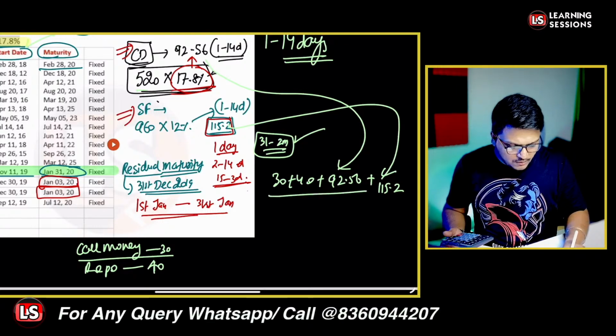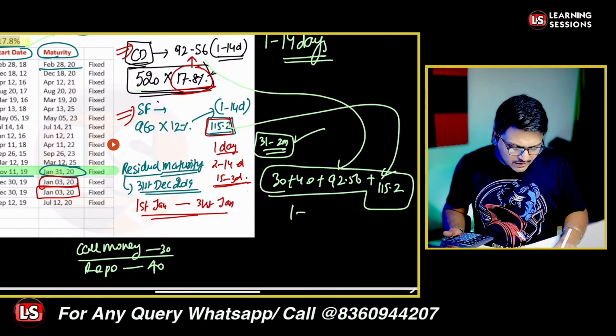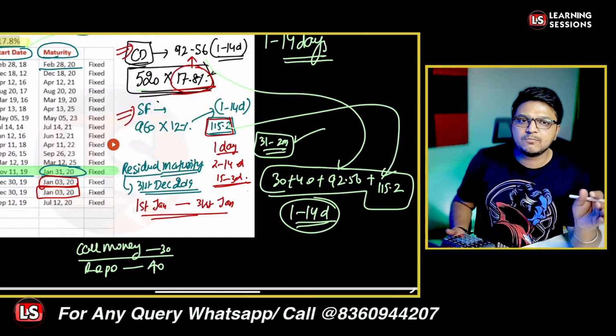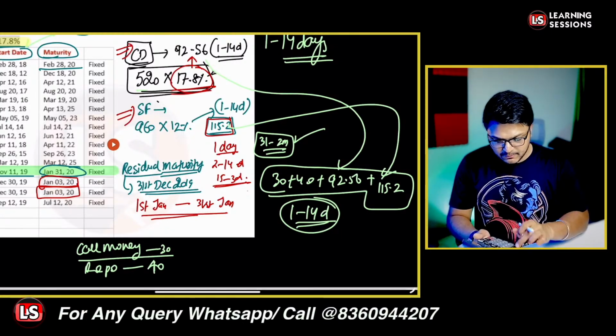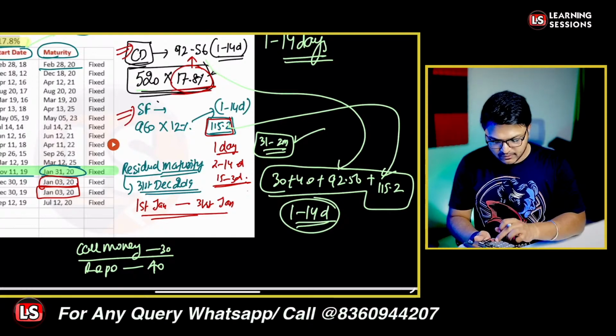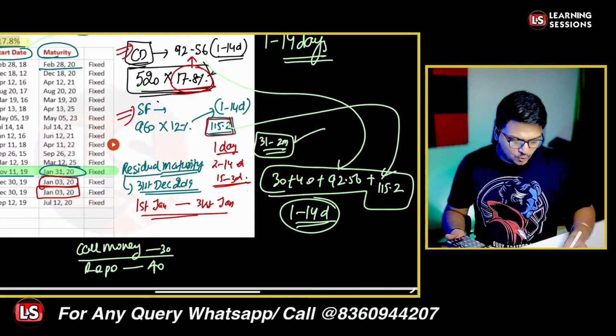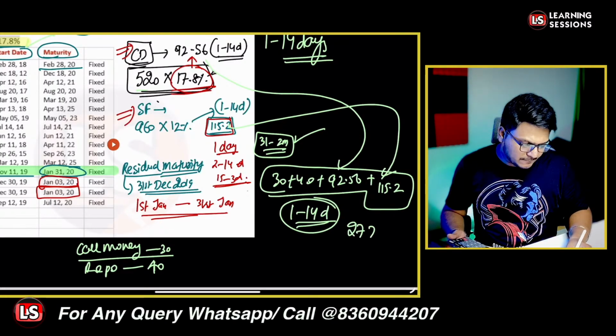So these all four will be placed under what bucket? Under the 1 to 14 days bucket. The total amount would be the sum total of the same, right? So it will be equal to 30 plus 40, which is 70, plus 92.56 plus 115.2, that makes it 277.76.